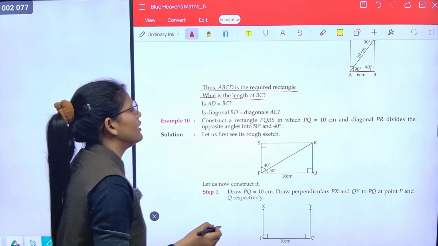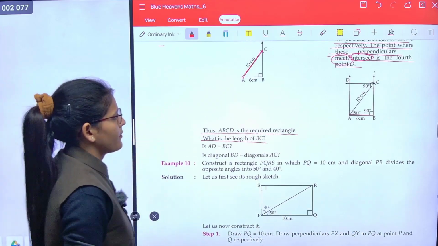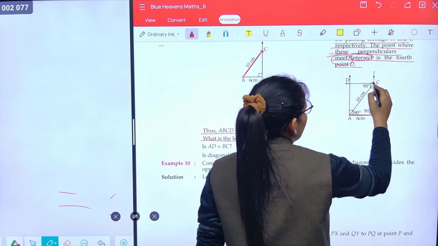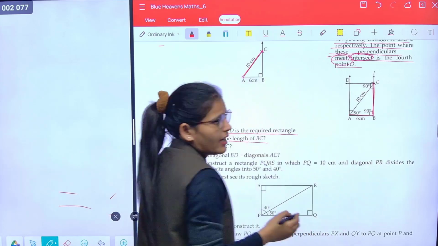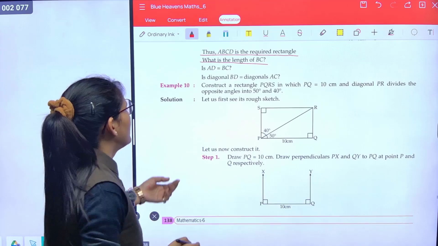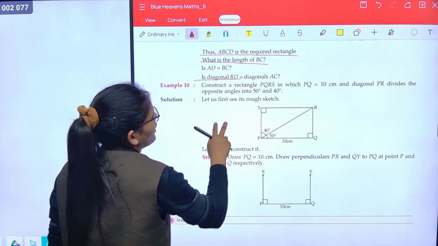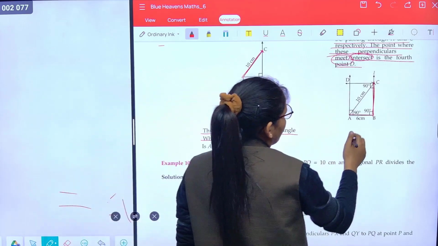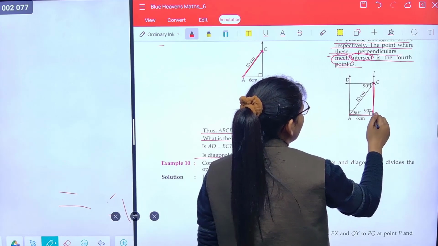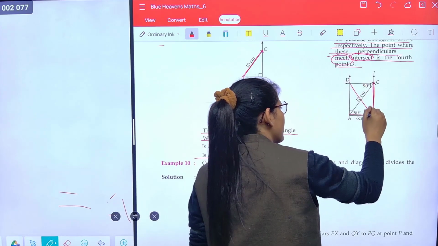What is the length of BC, class? You can check with the help of a ruler. Is diagonal BD equal to diagonal AC? BD, yes class, they are equal.